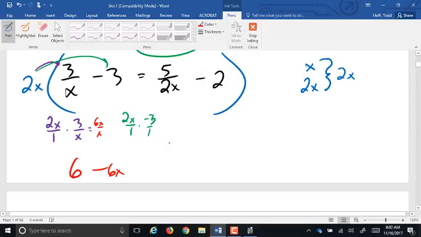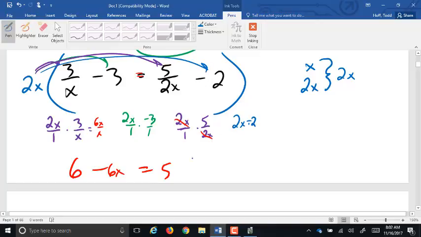Negative 6x. Equals 2x times 5 over 2x. 2x over 1 times 5 over 2x. Well, guess what? The 2x cross cancel, and I just have 5. And finally, 2x times negative 2 is a negative 4x. You got it.